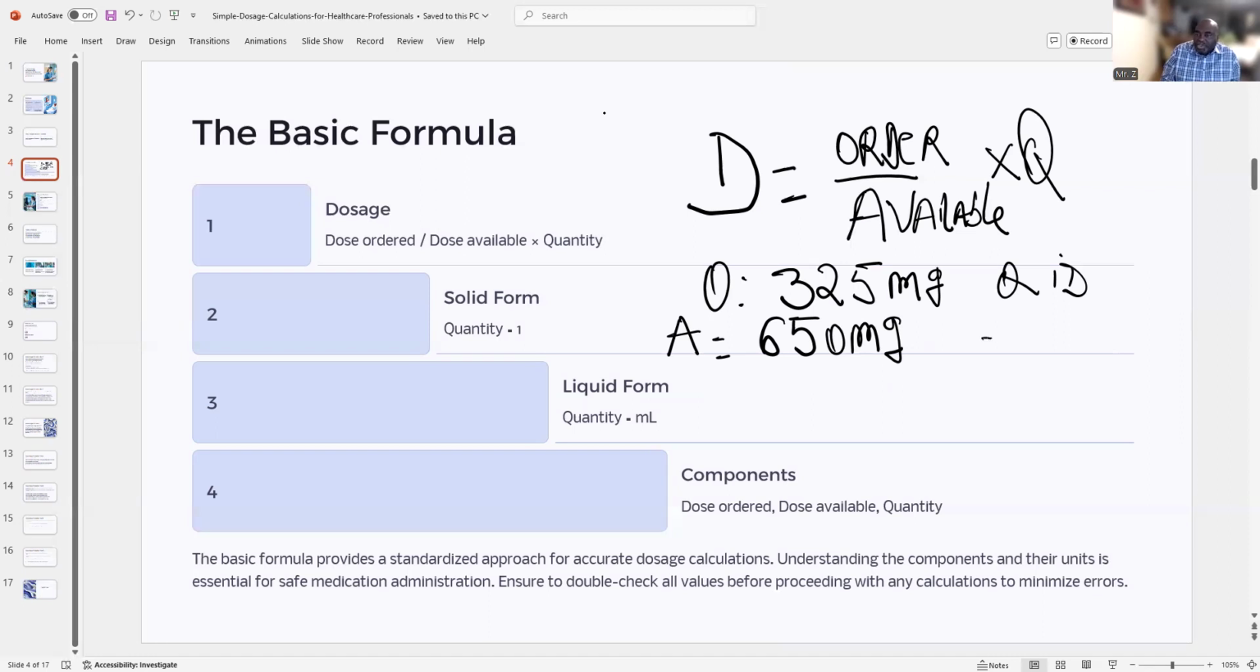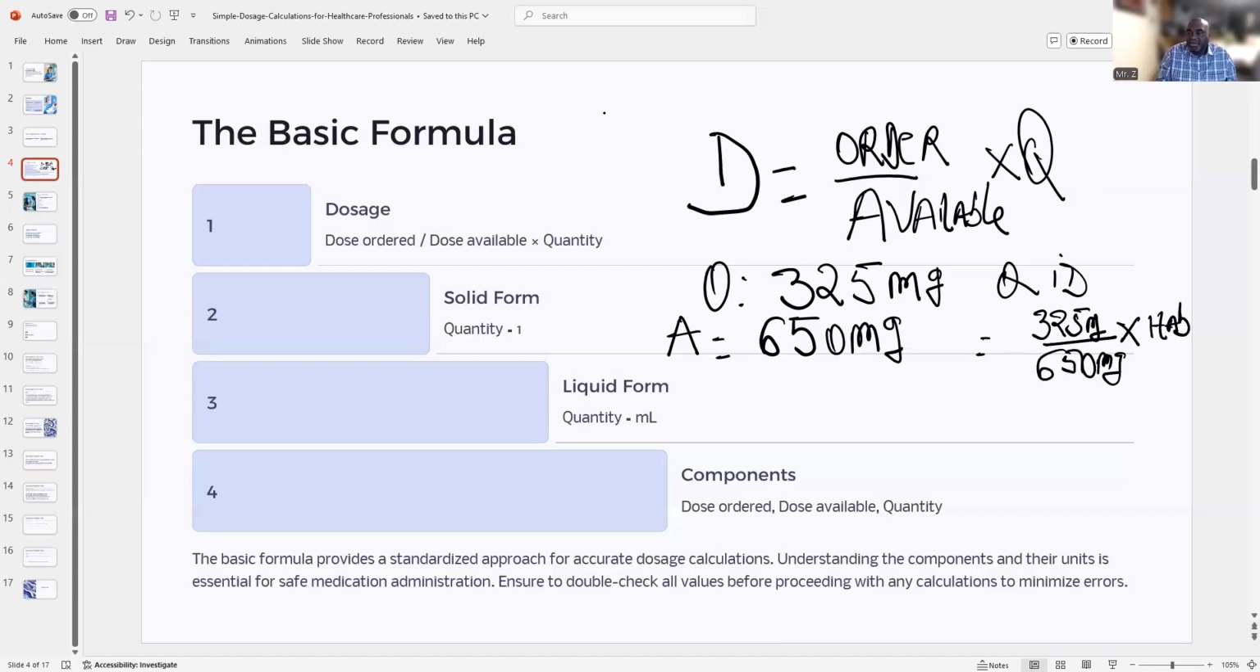As you learned, dosage is going to be order. So which one is your order? Well, your order is 325 milligram. Which one is available? Available is what you have in your hand, which is 650 milligram. Remember, we said quantity is always going to be one, so one tablet. With any solid form of medication, quantity is always going to be one.